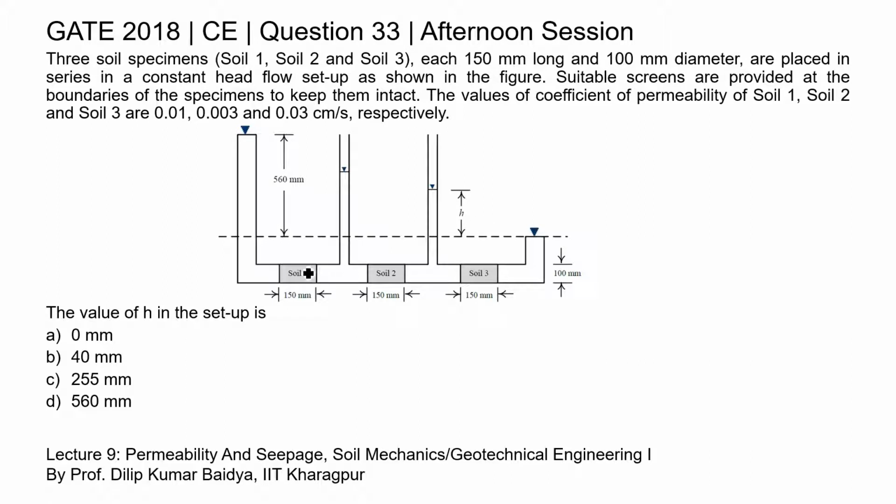Now, the permeabilities of soil 1, soil 2 and soil 3 are given, as you can see: 0.01, 0.003 and 0.03 centimeter per second respectively. This question is from the topic of permeability of stratified soils. You may study this in detail in lecture 9, permeability and seepage, soil mechanics, geotechnical engineering 1 by Professor Dilip Kumar Baidya, IIT Kharagpur.